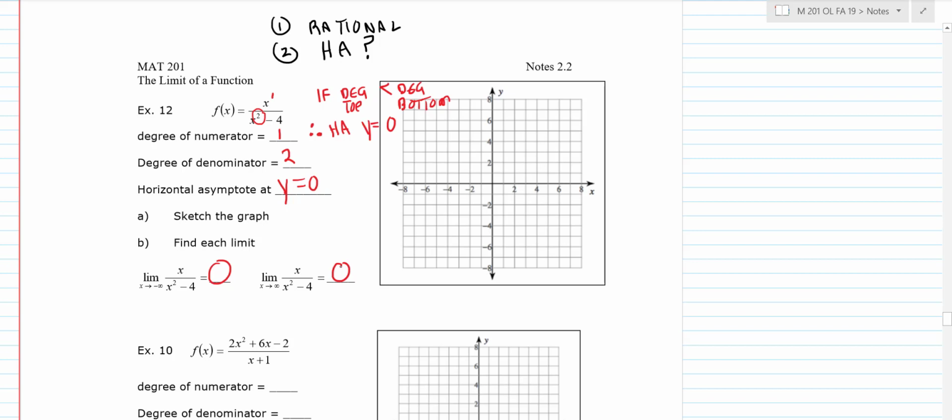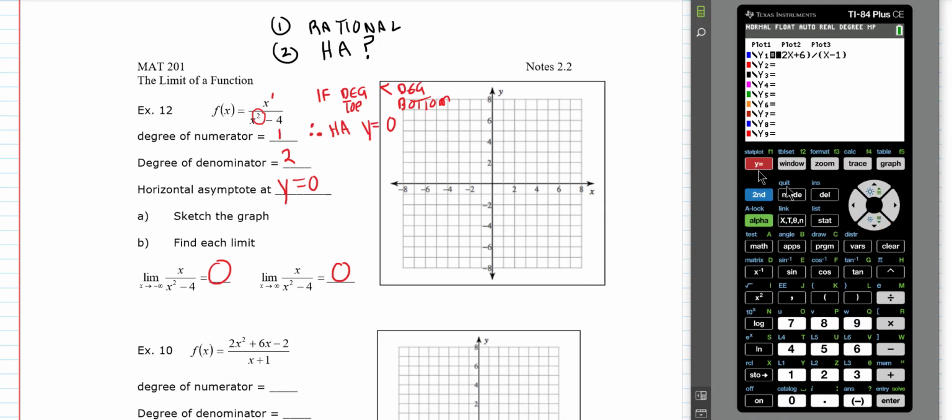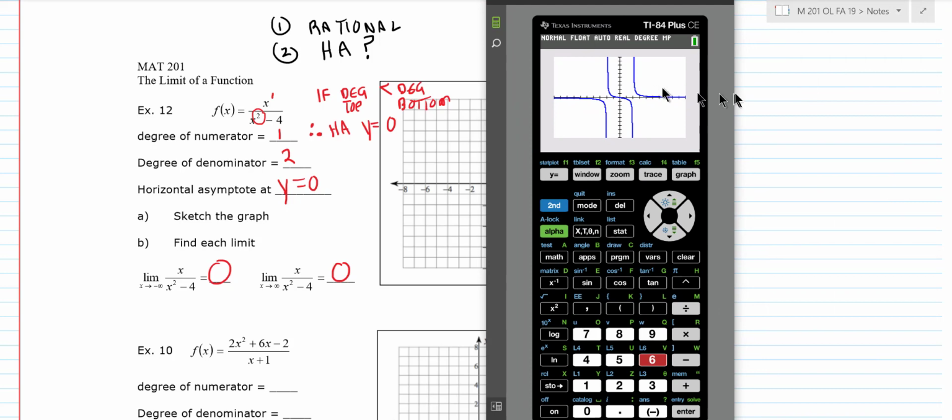Problem done. Okay, well, let's just put this in the calculator and take a look real quick and make sure it looks right to us, and then I'll have you do a graph on here. So I just put x, I don't need parentheses because it's one term, over x to the second minus 4, zoom 6, and that's what your graph looks like, okay?